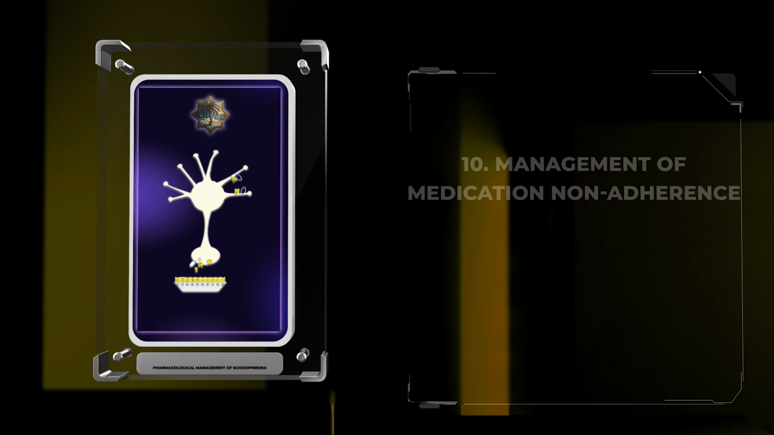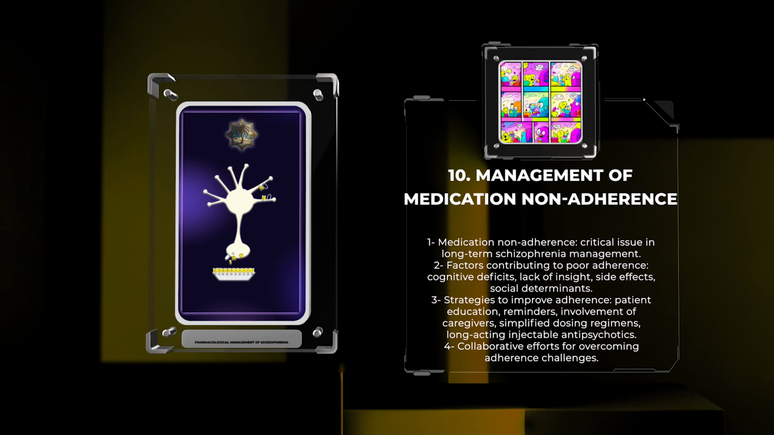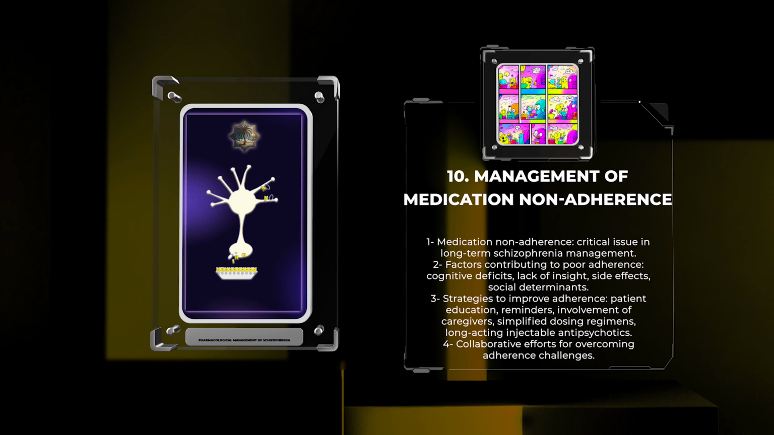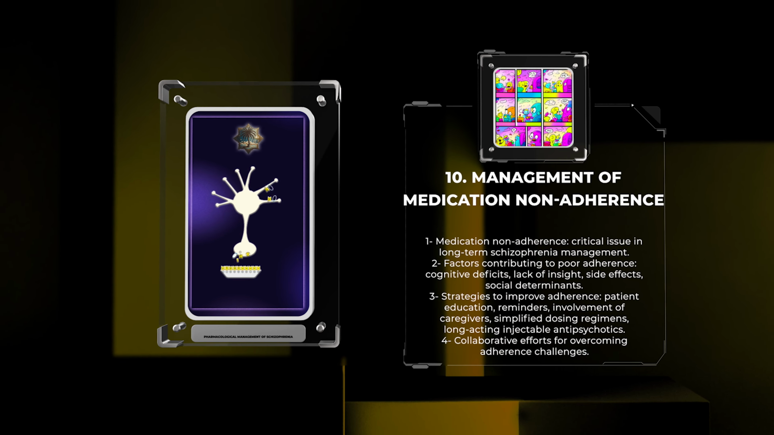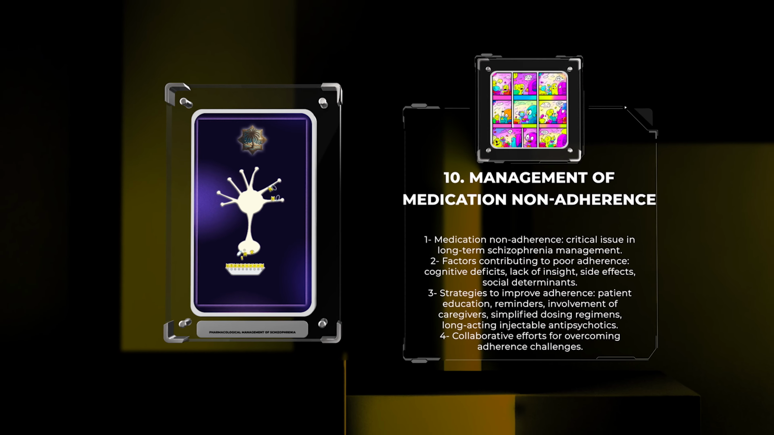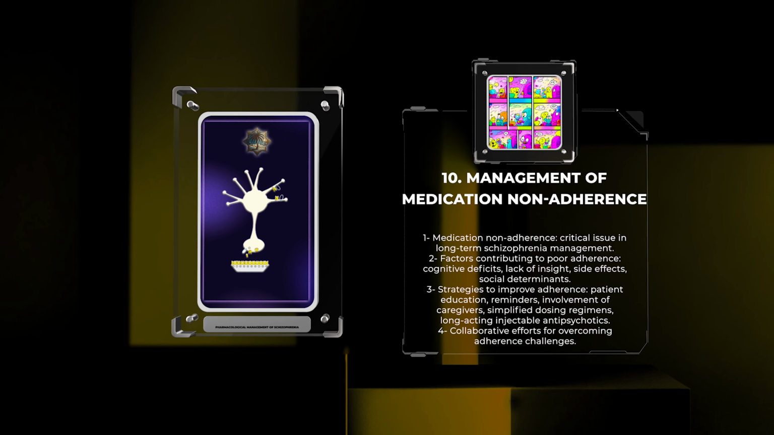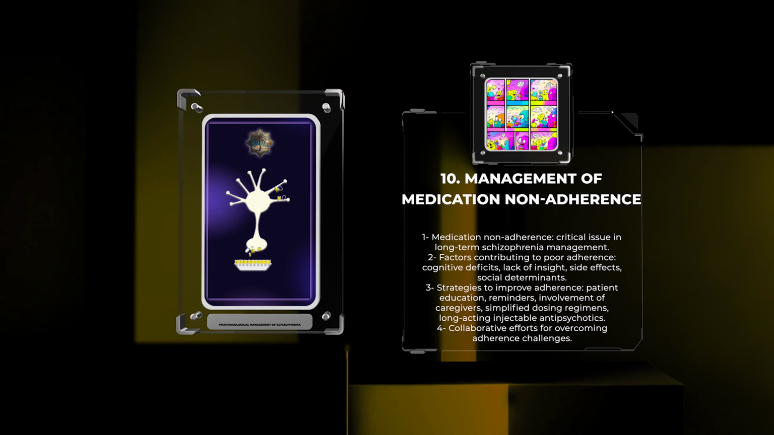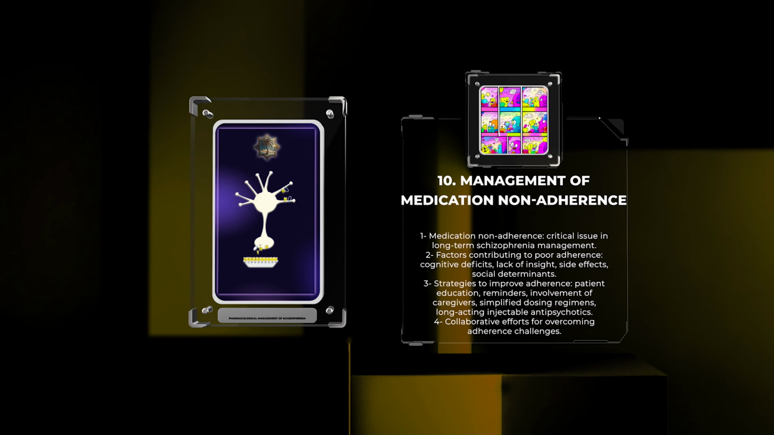Medication non-adherence is a critical issue in the long-term management of schizophrenia. Various factors, such as cognitive deficits, lack of insight, side effects, and social determinants, contribute to poor adherence. Strategies to improve adherence include patient education, reminders, involvement of caregivers, simplified dosing regimens, and the utilization of long-acting injectable antipsychotics. Collaborative efforts between healthcare professionals and patients are essential to overcome challenges related to medication non-adherence.